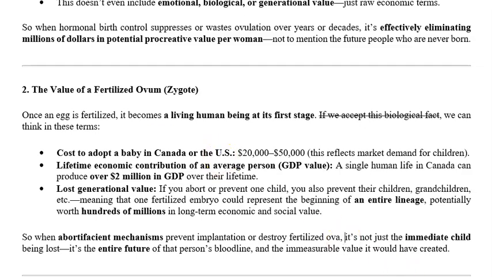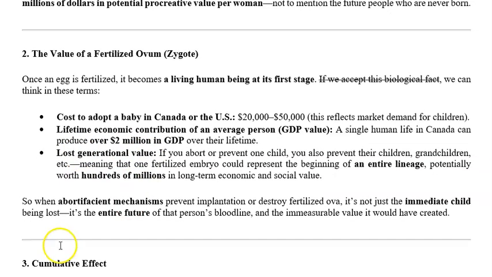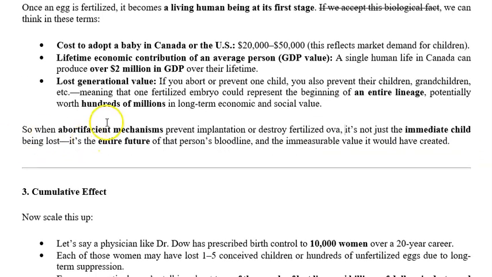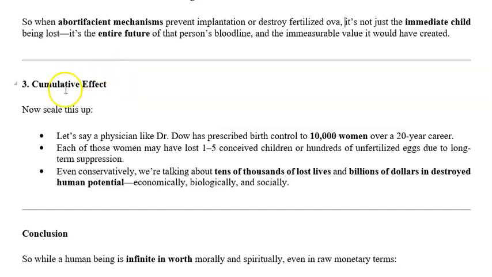So what I'm trying to say is, you're destroying the generation. Right? You're destroying the generation, and I think this is really underestimated, the lost generational value, sure, but the actual human beings, right? So when abortifacient mechanisms prevent implantation or destroy fertilized ova, it's not just the immediate child being lost; it's the entire future of that person's bloodline and the immeasurable value it would have created. So when I lost my child, my grandchildren from that child can never exist. So it is pretty bad. The cumulative effect.